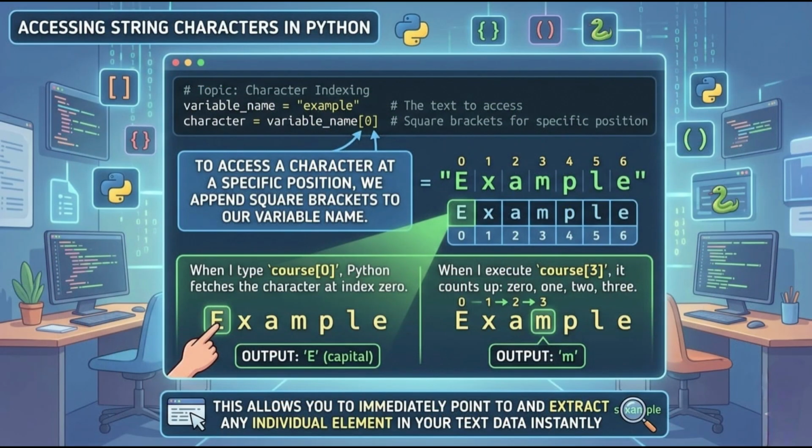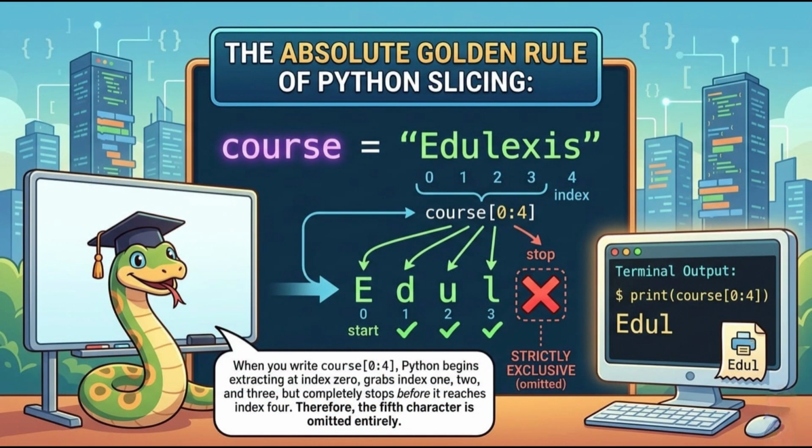Look at the screen. To access a character at a specific position, we append square brackets to our variable name. When I type course[0], Python fetches the character at index 0, which gives us capital E. When I execute course[3], it counts up 0, 1, 2, 3, and outputs an L. This allows you to immediately point to and extract any individual element in your text data instantly.